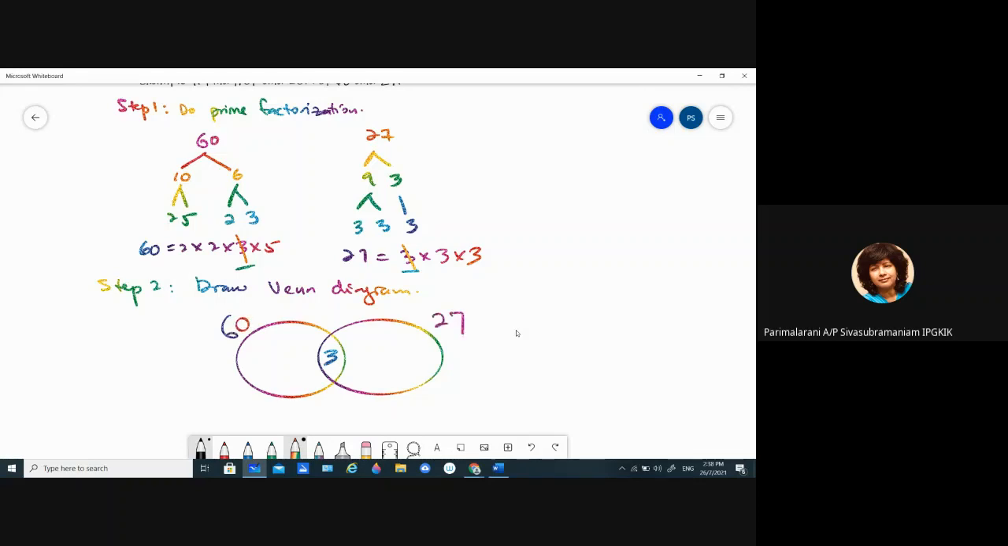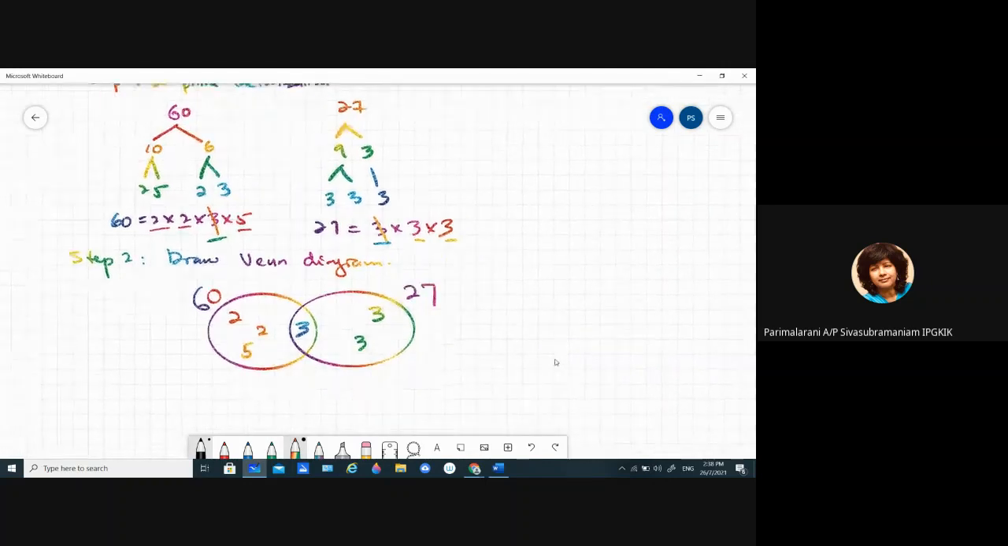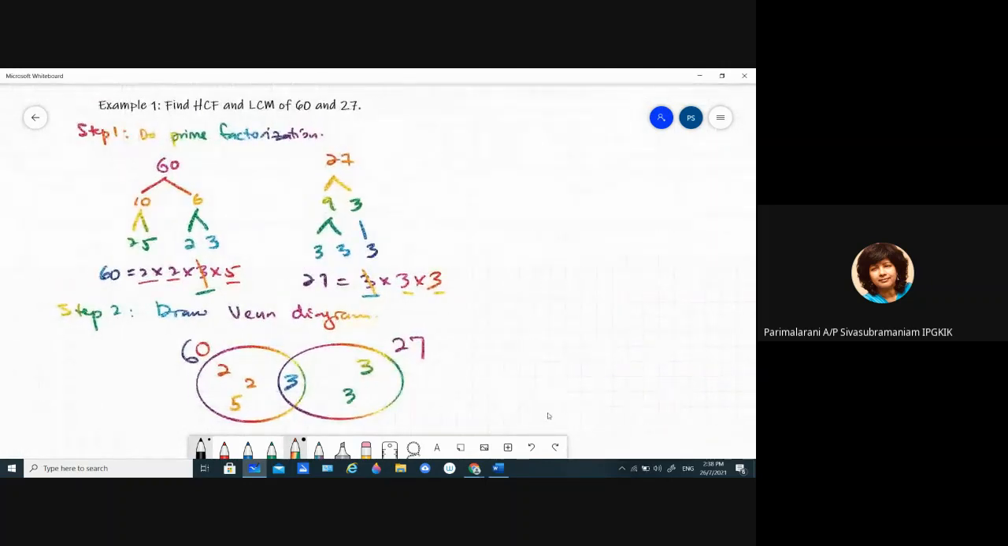So what other factors are there in 60? We have 2, 2, and 5. For 27, we have 3 and 3. Okay, that is step 2. Okay, so step 3 will be to write down our answer.